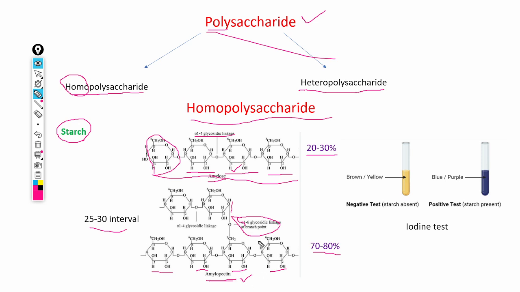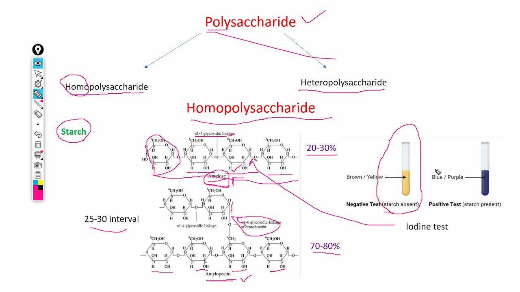So please note that an iodine test is used to detect starch. That means if starch is present in the solution, it reacts with the iodine and changes the color. For example, the amylose structure is most responsible for the iodine test, because iodine can bind to this amylose structure, as it is the simplest structure, and it changes the color.